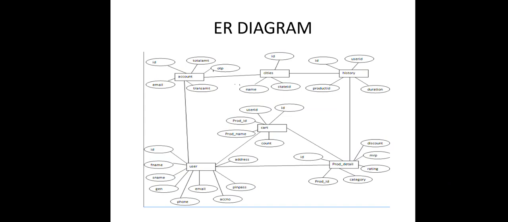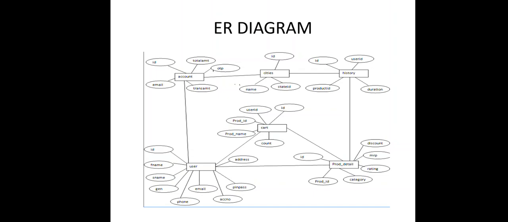ER diagram. Account entities are ID, total amount, OTP, transfer amount, email. City entities are ID, name, state ID. History attributes are ID, user ID, product ID, durations. Cart: ID, user ID, product name, count.